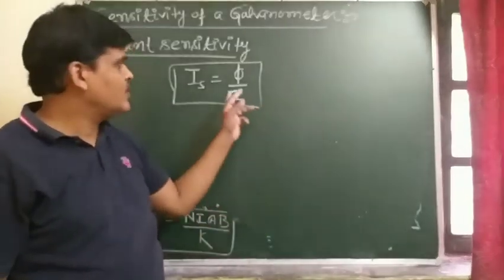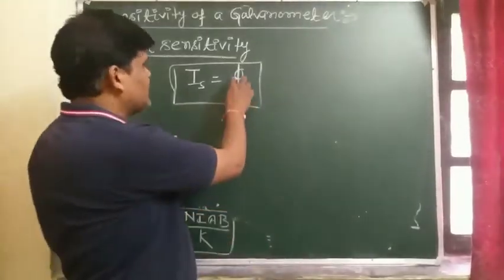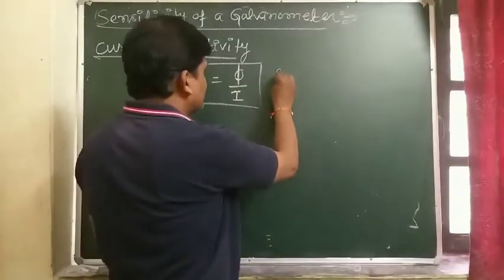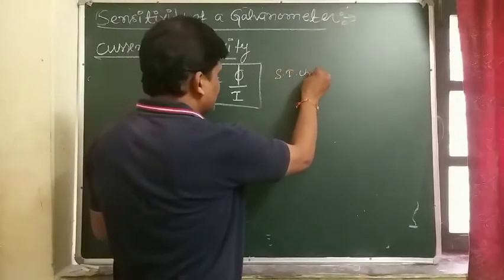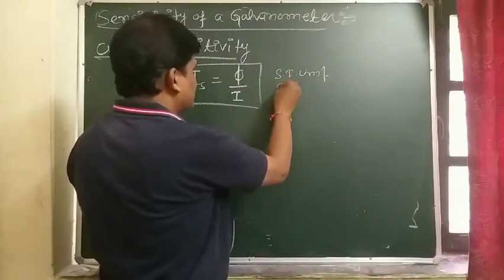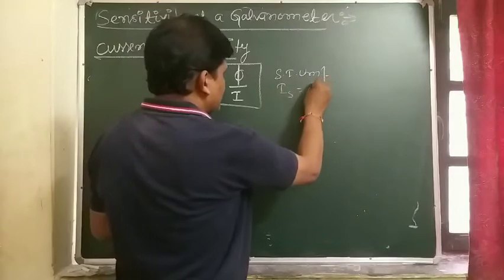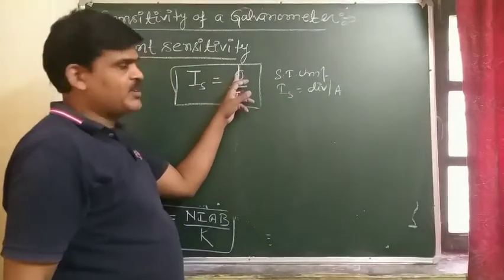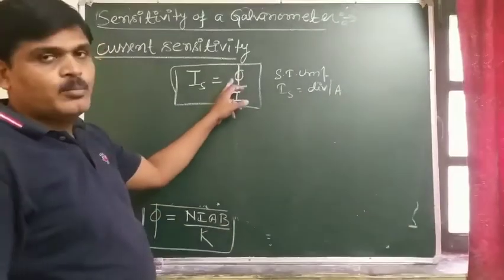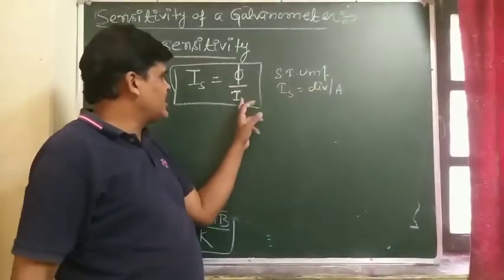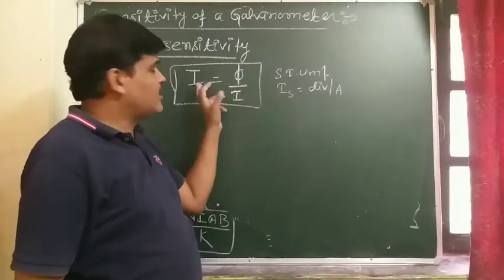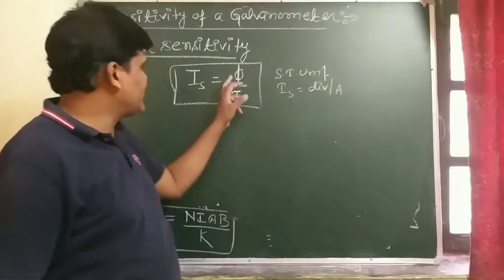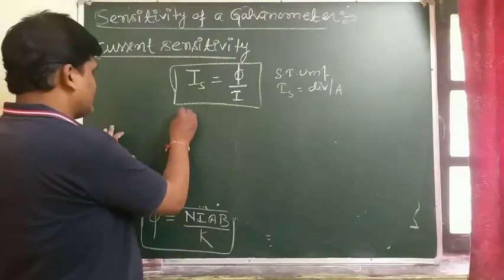And its SI unit is division per ampere. The SI unit of current sensitivity is division per ampere. Deflection means the number of divisions the pointer moves, and I is the current. So the unit of current sensitivity is division per ampere.